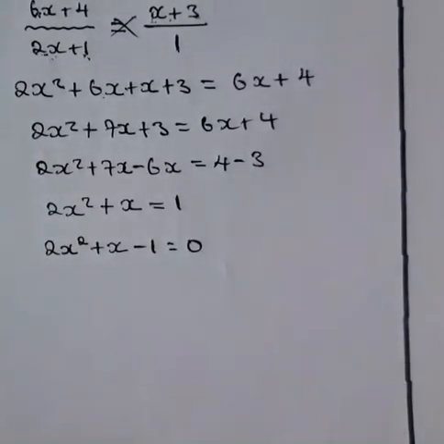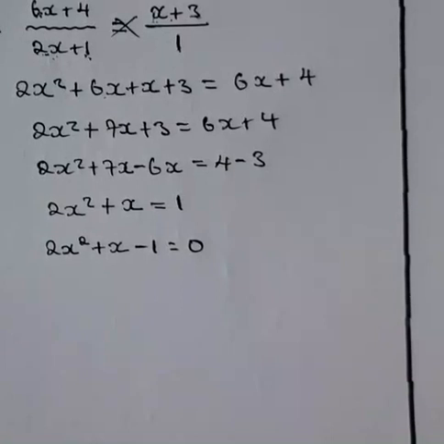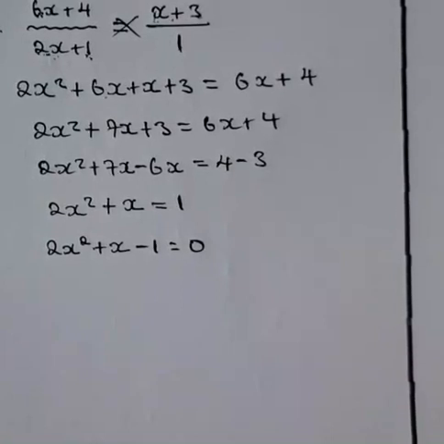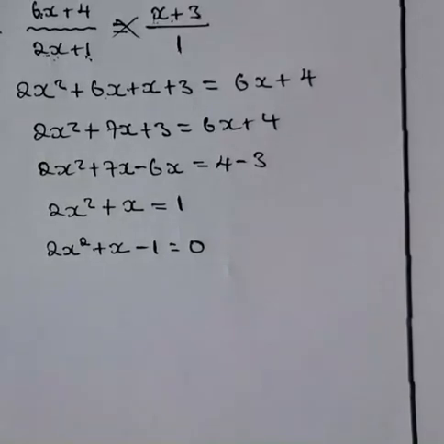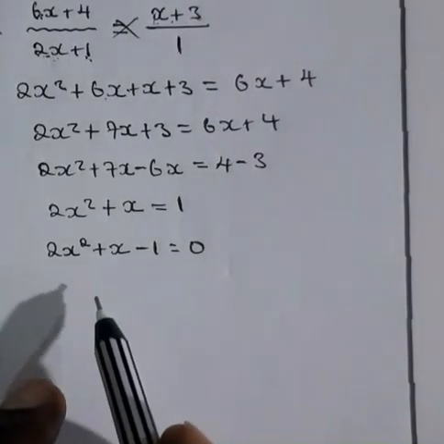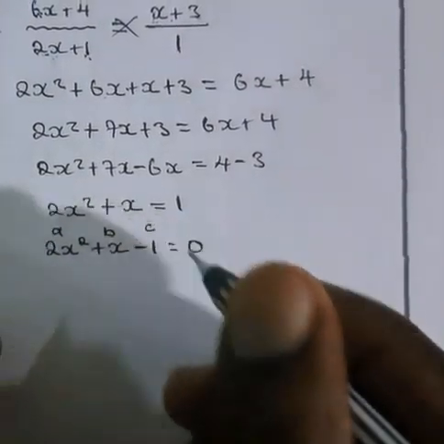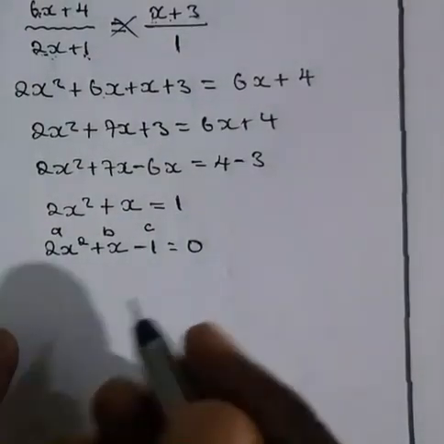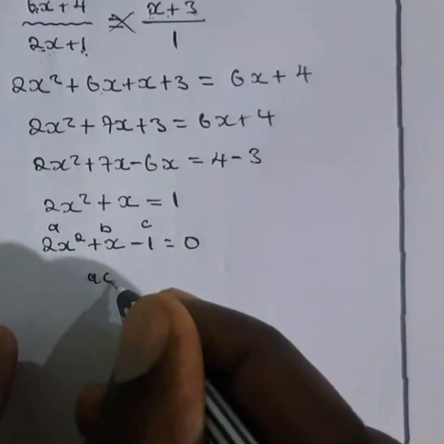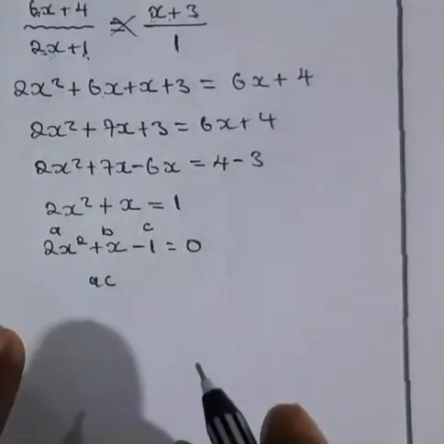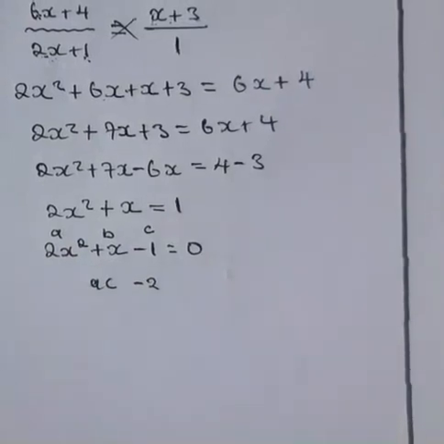There are 3 methods we can go about it. There's the completing the square method, there's the factor method, and there's also the quadratic formula method. Yeah, the quadratic formula, many people hate it. So let us go by the factor method. In the factor method, we first of all identify the A, B, C, where this one is A, this one is B, and this is C. Then we find AC, where we say A times C, which is negative 2, right?